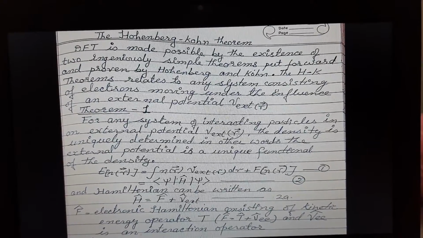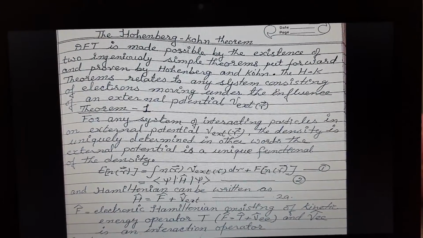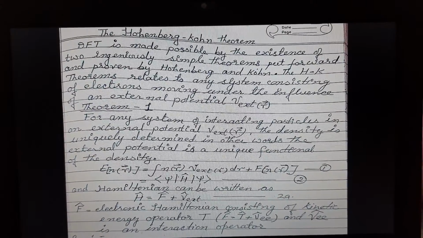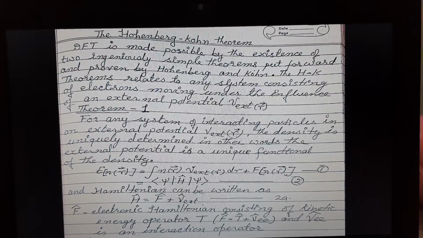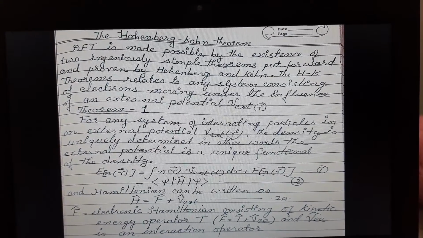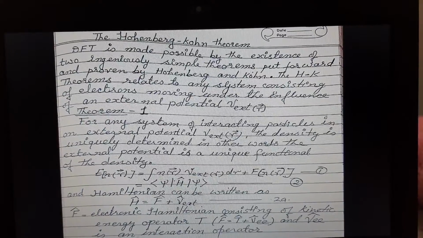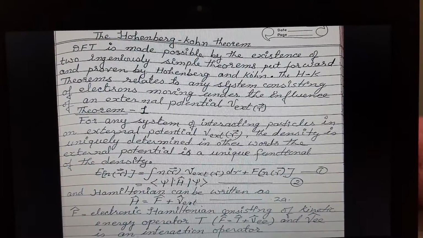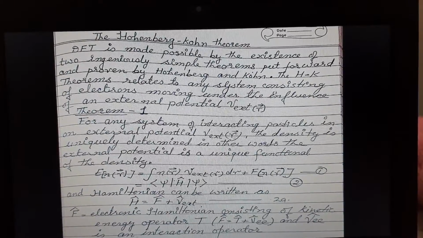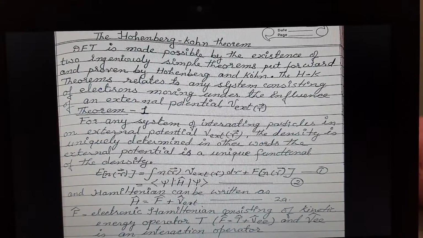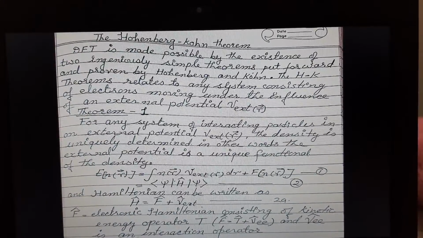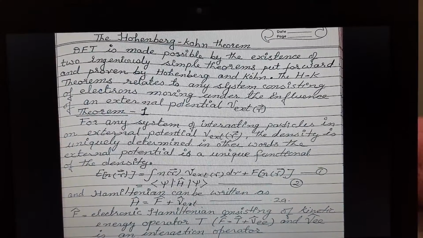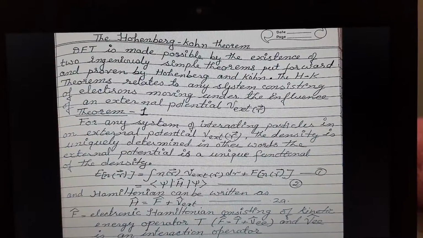Theorem 1. For any system of interacting particles in an external potential V external, the density is uniquely determined. In other words, the external potential is a unique functional of the density. E[n(r)] is equal to the integration of n(r) V external(r) dr plus F[n(r)]. Equation number 1.